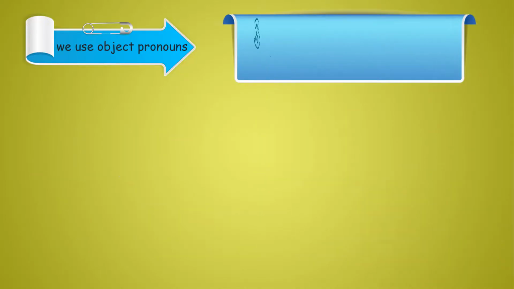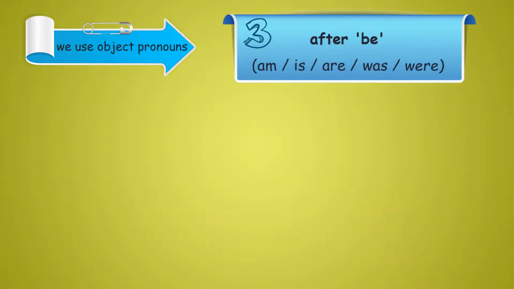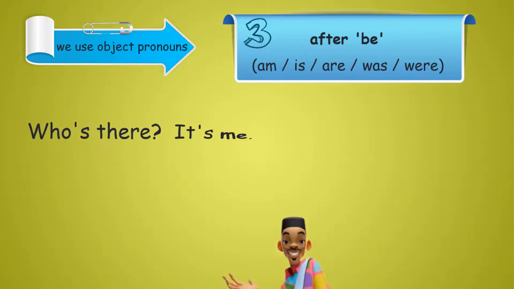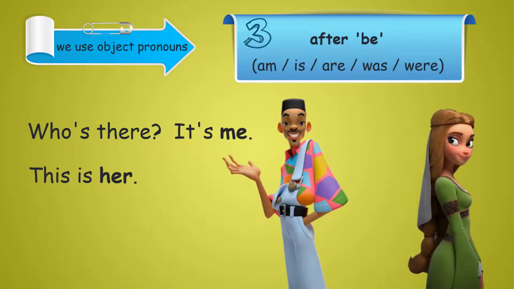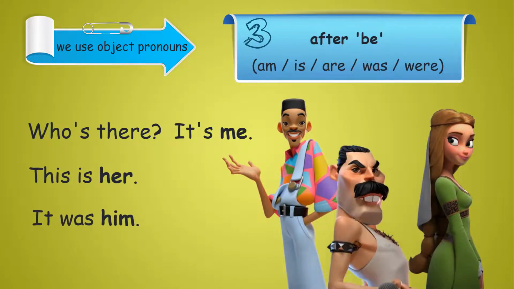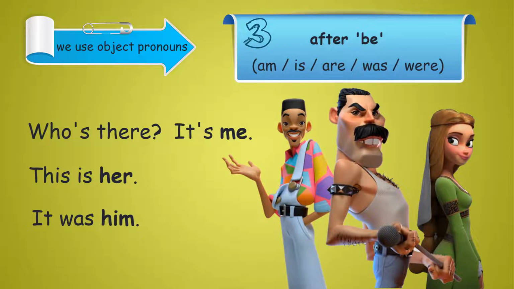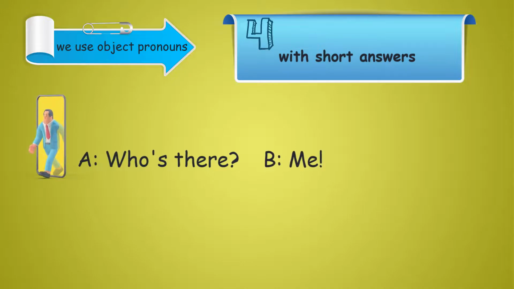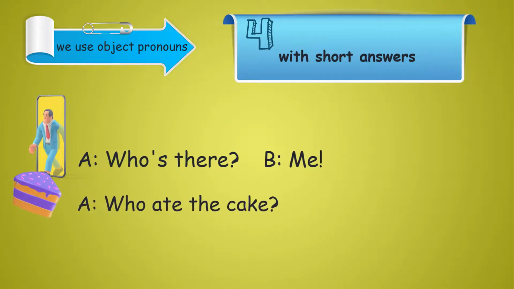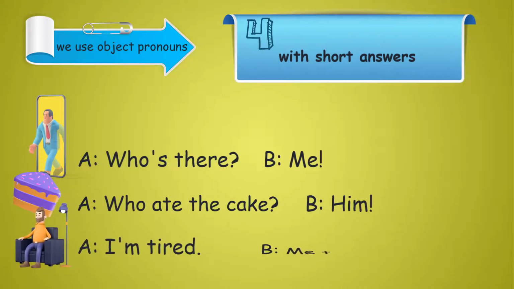We use them after be. Am, is, are, was, were. Who's there? It's me. This is her. It was him. We use them with short answers. Who's there? Me. Who ate the cake? Him. I'm tired. Me too.